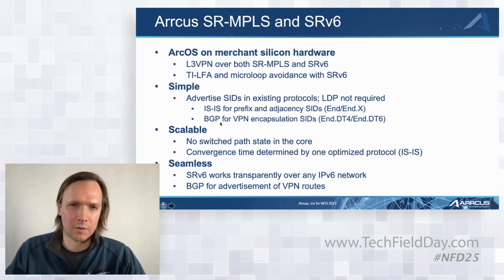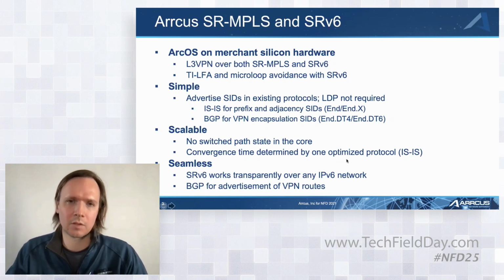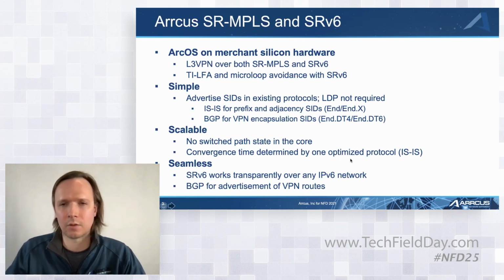And BGP, which is the focus for this demo, sends the VPN encapsulation SIDs, which are End.DT4 and End.DT6, and I'll talk about that in detail later. The solution is also scalable because there's no switched path state in the core. There are no label switched paths. And the convergence time is determined by one optimized protocol, in this case ISIS, with no need to synchronize or coordinate two or more protocols.